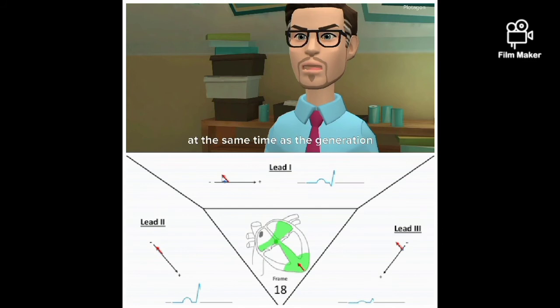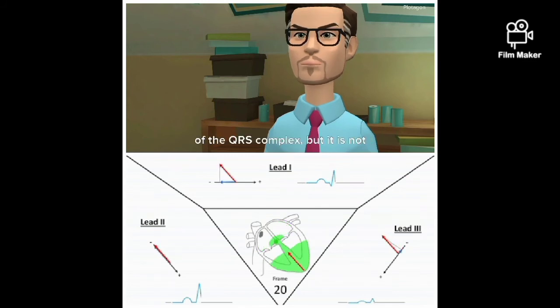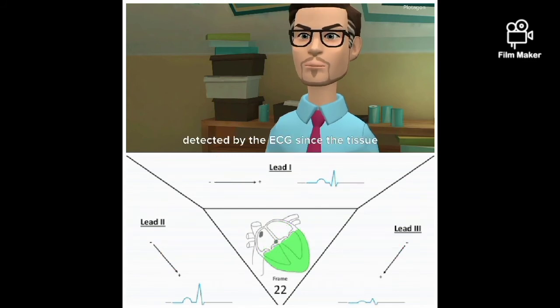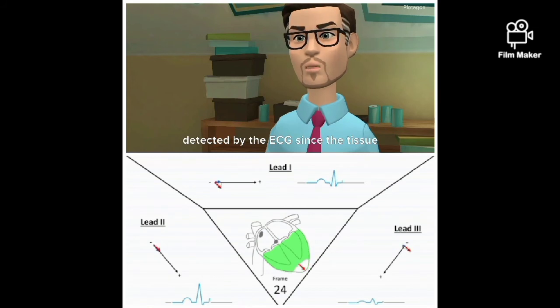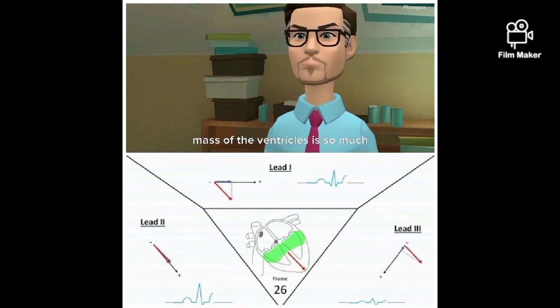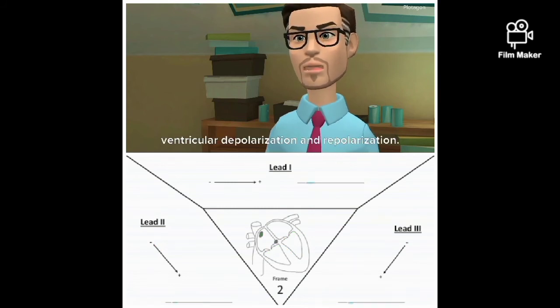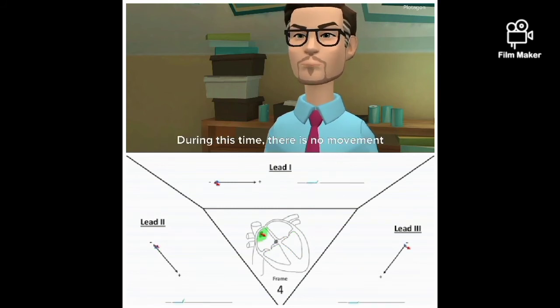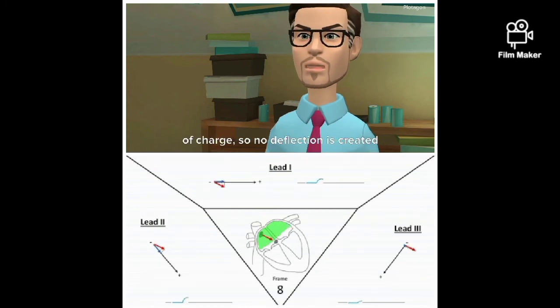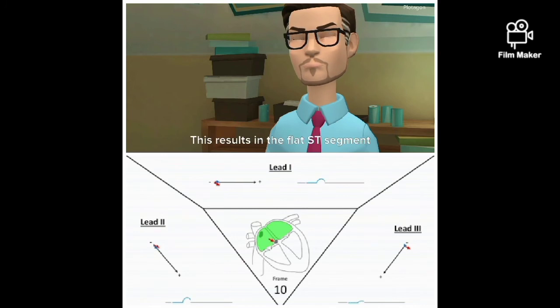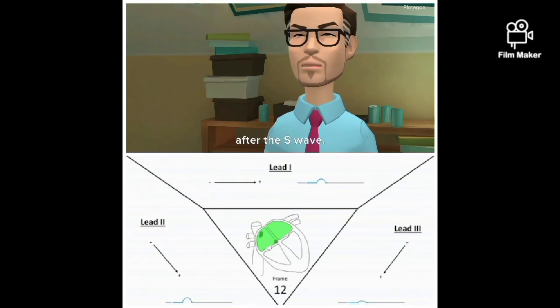Repolarization of the atria occurs at the same time as the generation of the QRS complex, but it is not detected by the ECG since the tissue mass of the ventricles is so much larger than that of the atria. Ventricular contraction occurs between ventricular depolarization and repolarization. During this time, there is no movement of charge, so no deflection is created on the ECG. This results in the flat ST segment after the S wave.